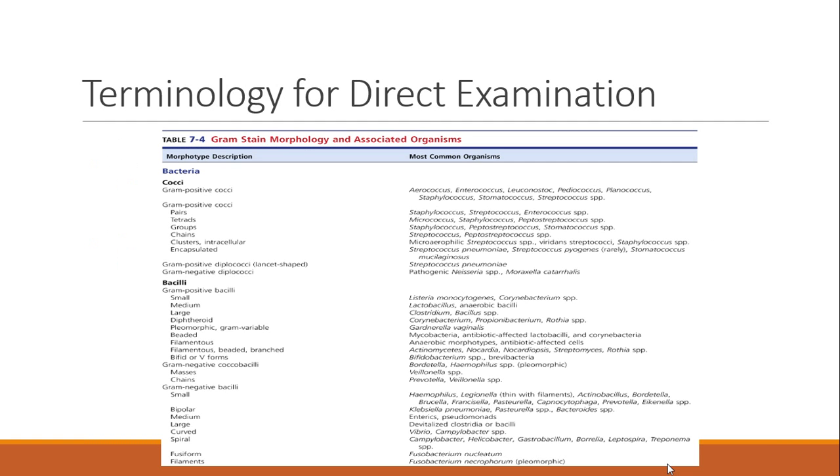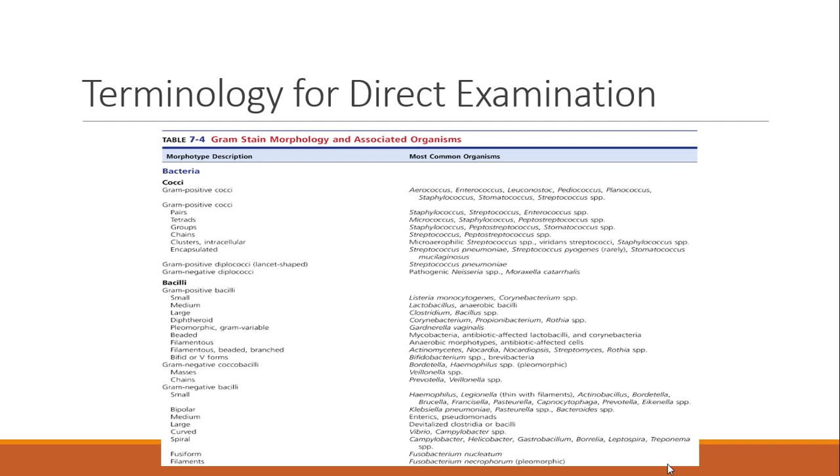So here's just an example from your book of certain terminologies. When a microbiologist hears gram-positive cocci, they start thinking of these common organisms. Staphylococcus, Streptococcus. When I hear gram-positive cocci in pairs, I think more Streptococcus. Here is gram-positive diplococci, lancet-shaped. Notice Streptococcus pneumoniae is what you think of. Gram-negative diplococcus, I see Neisseria and Moraxella catarrhalis. Gram-positive cocci in chains, I think of Streptococcus. Gram-positive cocci in clusters, I think Staphylococcus.